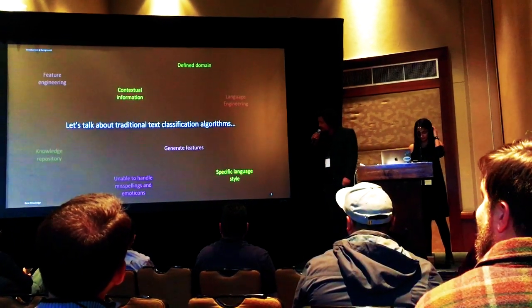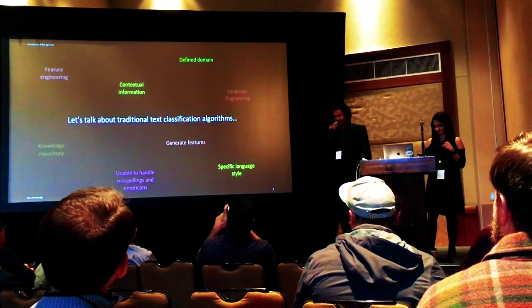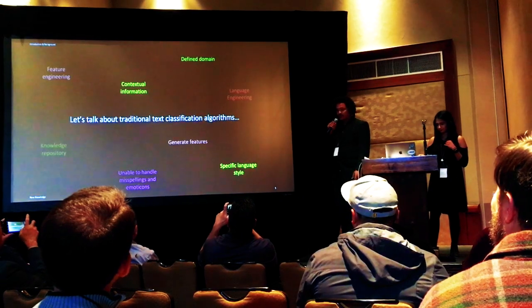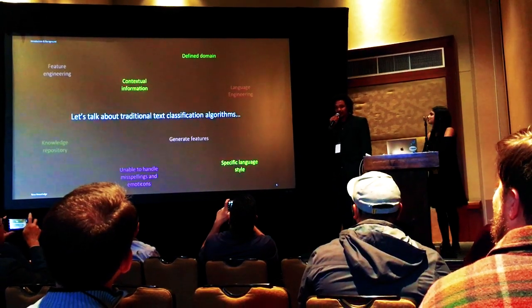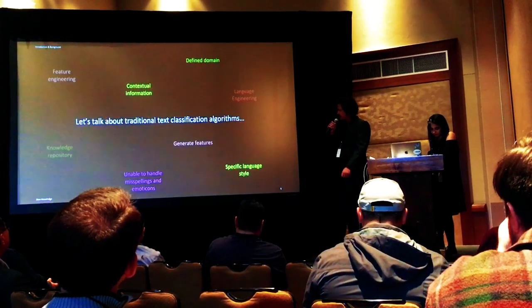So, of course, when you first start working on a problem like this, you want to compare yourself to existing methods. So let's talk about some traditional text classification algorithms. How have people approached this in the past?